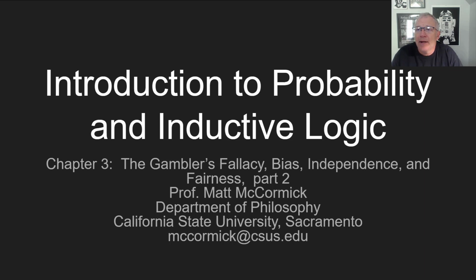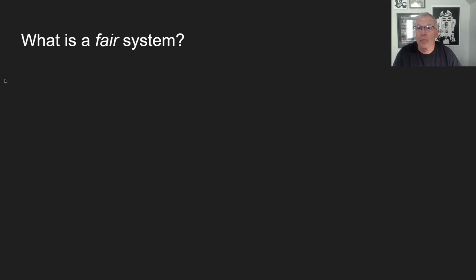This is my second lecture on Ian Hacking's Chapter 3 from Introduction to Probability and Inductive Logic. We've been talking about gambler's fallacy, bias, independence, dependence, and I'm going to introduce a new concept in this lecture called fairness. All right, so what's a fair system? We need to understand fair systems to be able to do probability stuff from here on out.